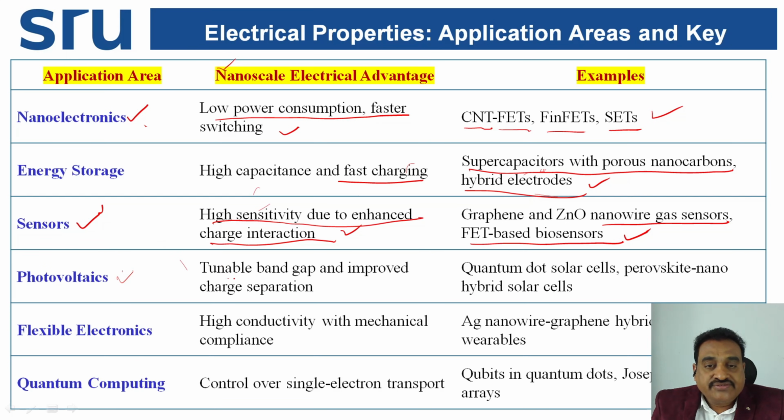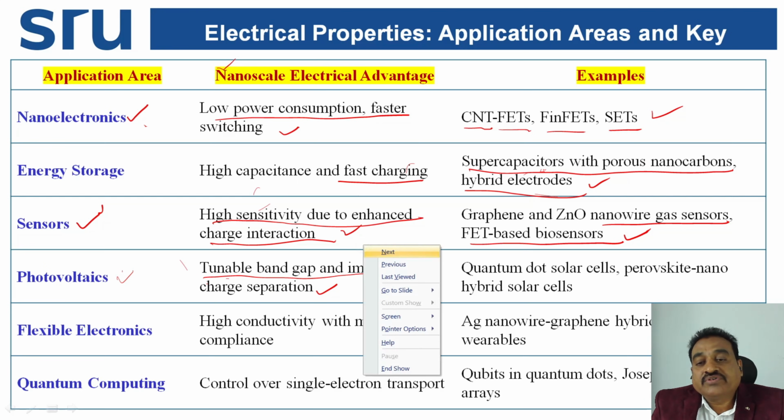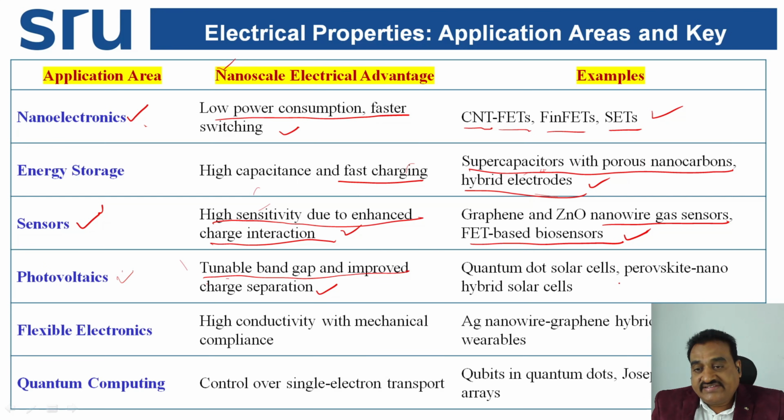Photovoltaics. The advantages are tunable band gap and improved charge separation. Examples are quantum dot solar cells and perovskite nano hybrid solar cells. So flexibility we can also observe here. Quantum computing: the advantage is control over single electron transport. Examples are qubits in quantum dots and Josephson junction arrays.